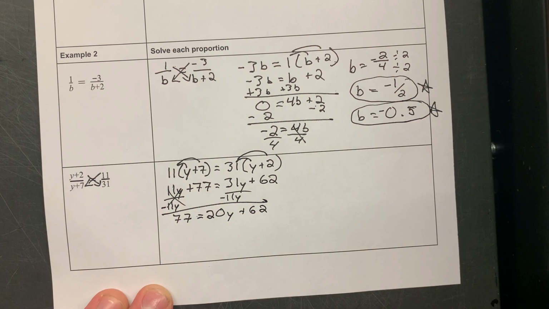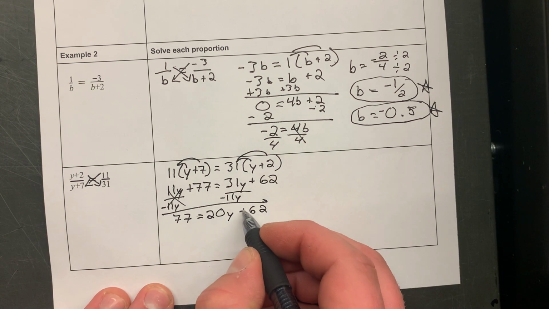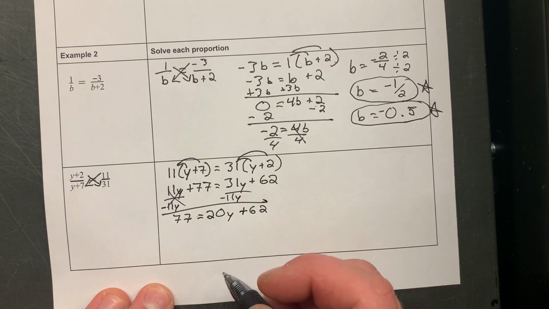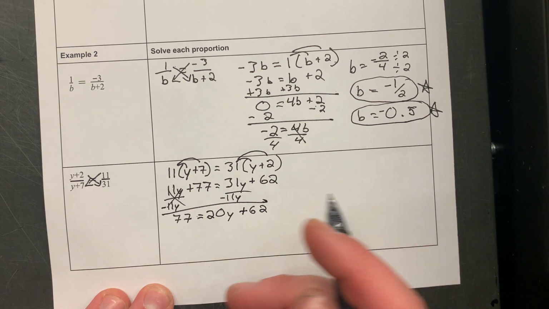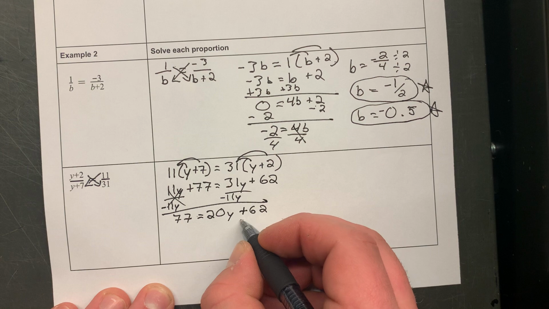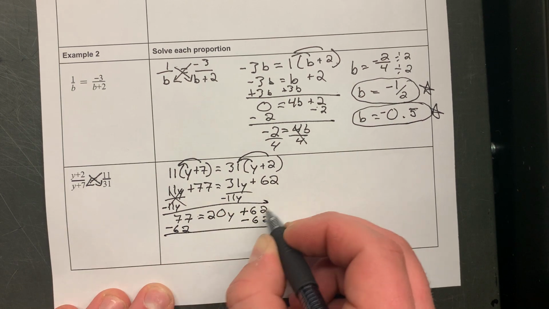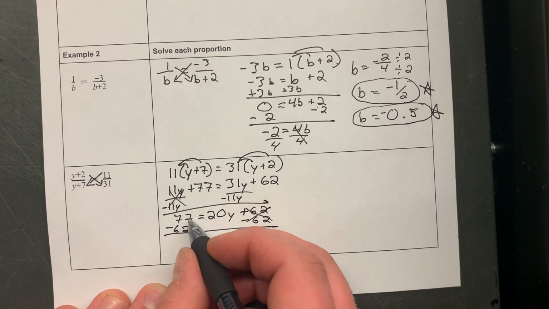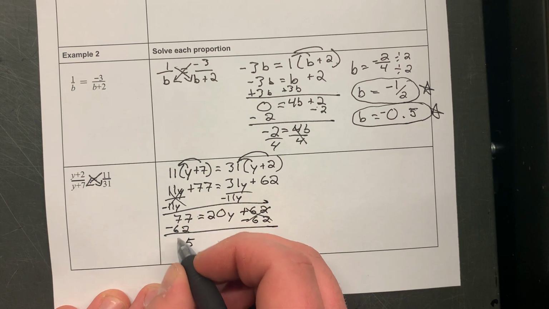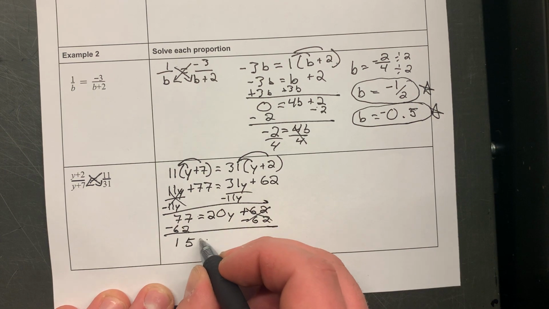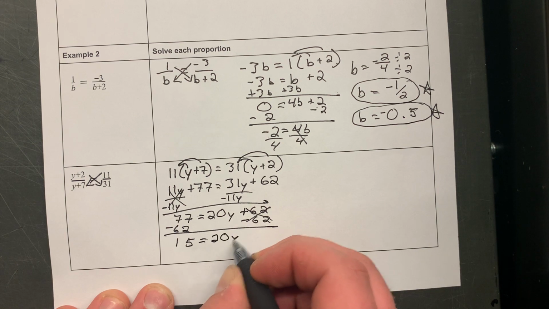Just down to a 2-step algebra equation now. I have to get rid of this add 62. The way that I get rid of an addition is I use the opposite, which is subtract. Subtract 62 from both sides. These cancel. 7 take away 2 is 5. 7 take away 6 is 1. 15 equals 20y.